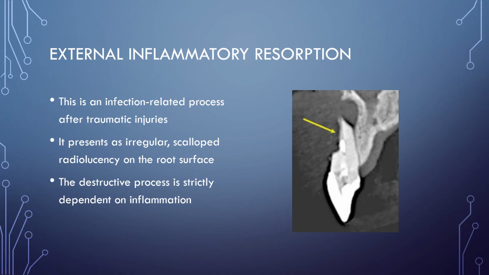External inflammatory root resorption is an infection-driven process most commonly seen as a complication following traumatic injuries, like tooth luxation or avulsion. When assessing a traumatized tooth on CBCT, carefully trace the external root perimeter. Radiographically, you are looking for irregular, scalloped, or scooped-out areas of radiolucency directly on the external root surface. You will also frequently notice an adjacent periapical lesion associated with this defect.